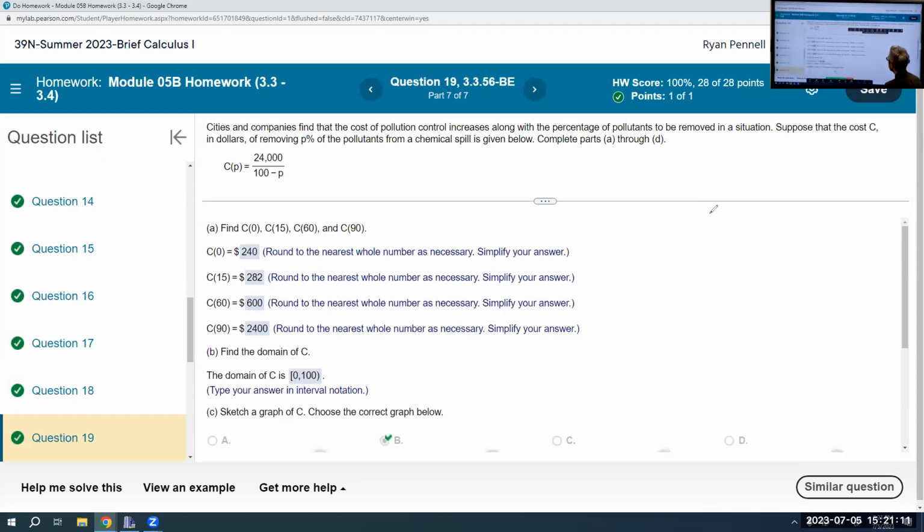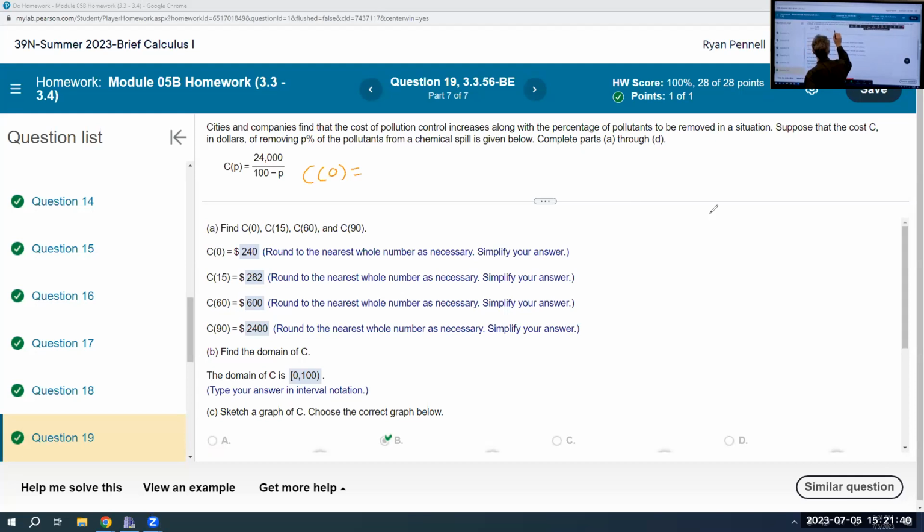Cities and companies find that the cost of pollution control increases along the percentage of pollutants to be removed in a situation. Suppose that the cost C in dollars of removing P% of pollutants from a chemical spill is given below. Complete parts A through D. Okay, let's do it. Well, this is pretty easy. We just plug and chug, plug and chug. So that's all I did.